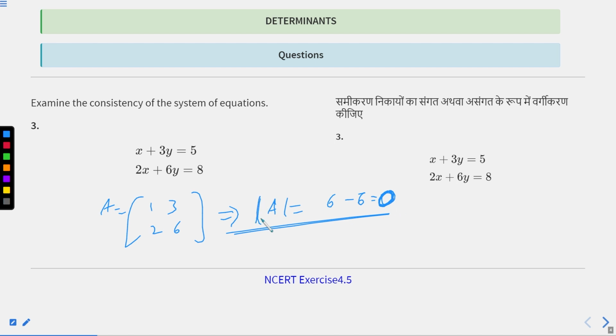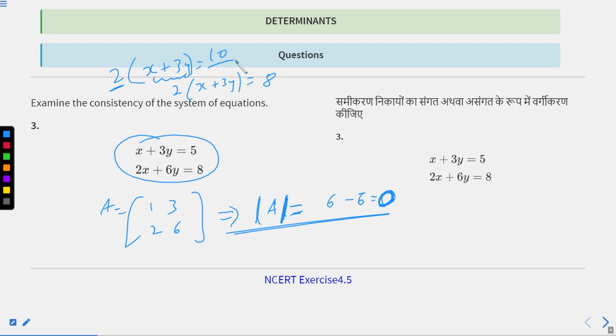Because whenever we have determinant of A as 0, then we have cases. By looking at the system, first see x plus 3y is equal to 5, then take 2 common in the second equation, you will have x plus 3y is equal to 8. This means if you multiply the first equation by 2, you can see that this must be 10. So x plus 3y multiplied by 2 will give you 10, and x plus 3y multiplied by 2 will give you 8. This is not possible at the same time. So that's why I am saying it is an inconsistent system.